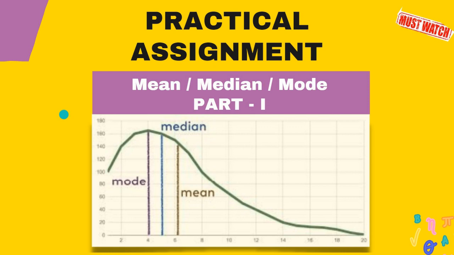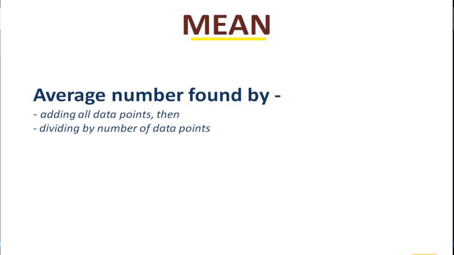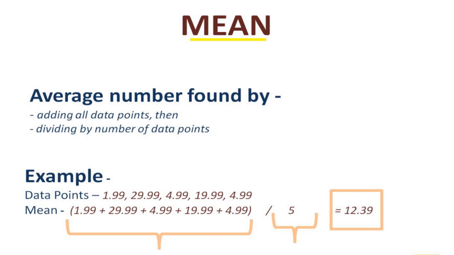Today we are going to cover a video on mean. So first of all, let's understand what we mean by mean. It is basically the average number found by adding all data points and dividing by the number of data points. Suppose you have 5 data points. You have to add those 5 data points and then divide by 5. That will give you the mean.